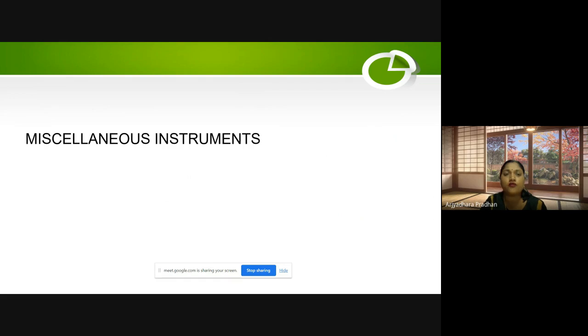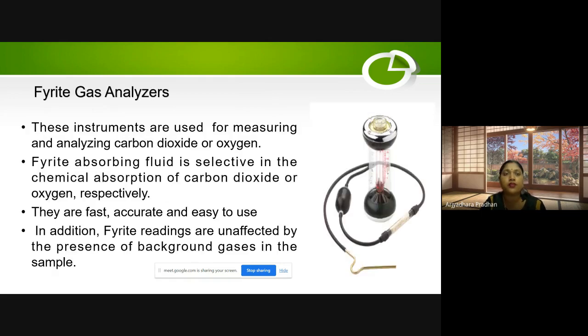Then we will talk about different miscellaneous instruments, apart from the electrical measuring instruments, the temperature measuring instruments, and the pressure instruments. There are certain other instruments which measure other parameters. Now, the Fyrite gas analyzer. These instruments are used for measuring and analyzing carbon dioxide or oxygen present in gases. The absorbing fluid is selective in the chemical absorption of carbon dioxide and oxygen. They are very fast, accurate, and easy to use. In addition, they are unaffected by the presence of other gases. They will only absorb the carbon dioxide and the oxygen concentration.